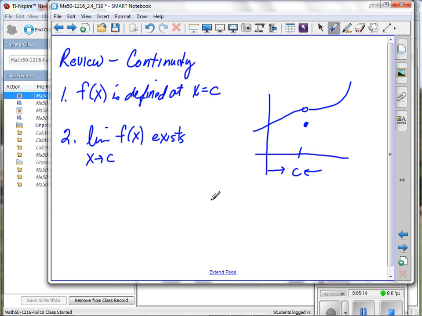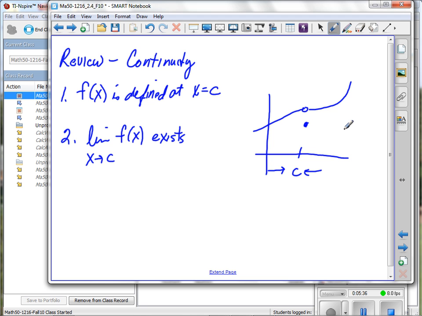Eric, does that limit exist? Yes. How do you know? Because... Okay. If I come up from this direction, I approach here, and I come from this direction, I approach to here, and yeah, you could clap. So the limit exists. Now, according to the first two criteria, then this function must be continuous at c.